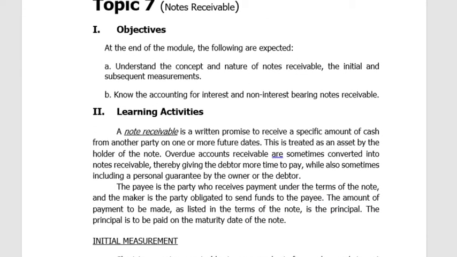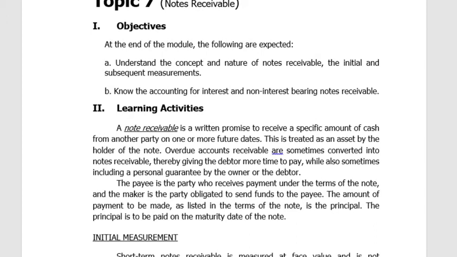So, the Notes Receivable, as you will read on your reference, Intermediate Accounting 1 with Valix, wala naman siyang pinagkaiba with accounts receivable. Ang pinagkaiba lang nitong notes receivable is that it is evidenced by a promissory note. So, this is treated as an asset by the holder of the note. So, kung sino yung naka-receive ng promissory note, receivable niya yun doon sa kung sino yung may utang sa kanya.